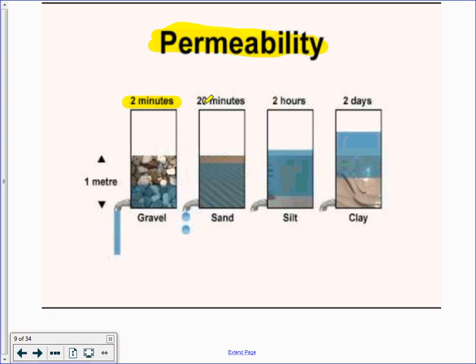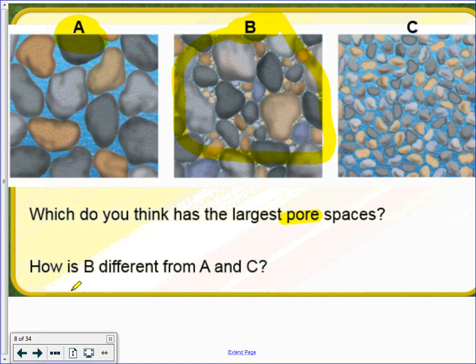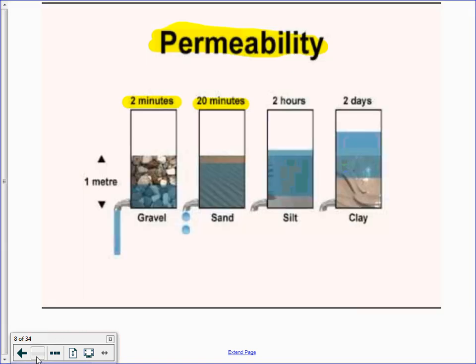Sand, it takes 20 minutes. So sand has lots of pores. It's very porous. It has a lot of gaps. But those pores are very small, like in letter C here. And so it takes the water 20 minutes to go through. Silt, if you recall from first semester, silt is super small. And so it has pores, but they are microscopic. So it takes the water 2 hours to get through the same amount of water, 1 gallon.